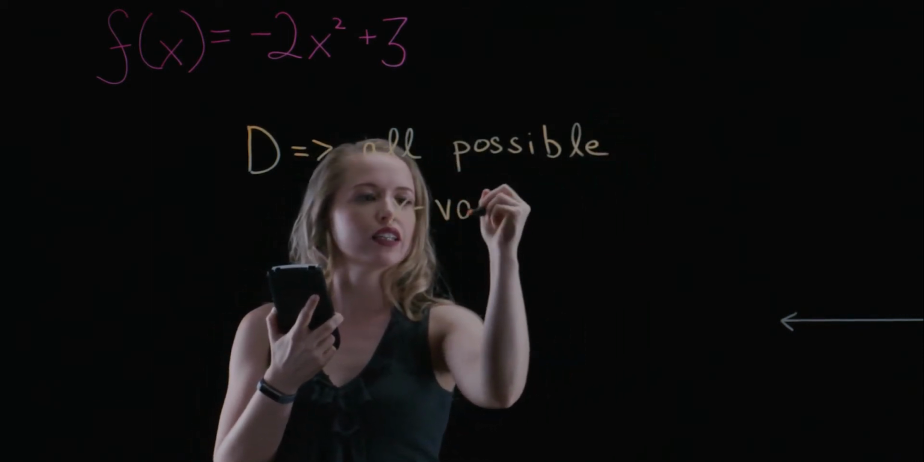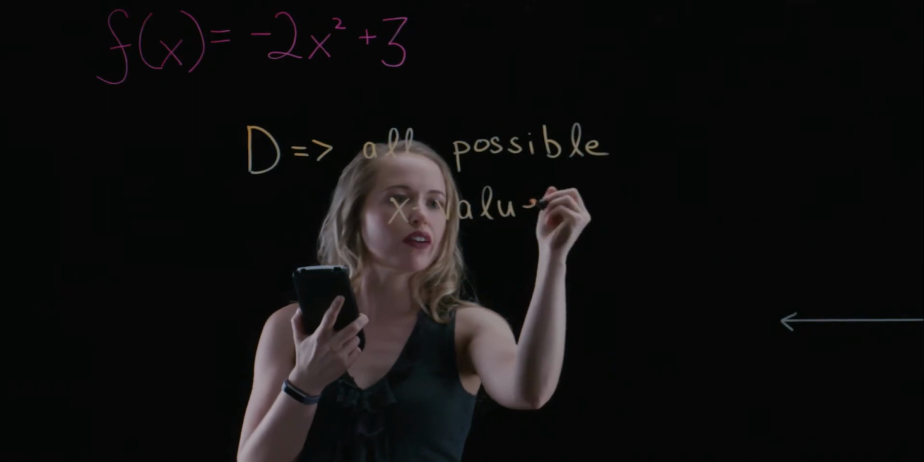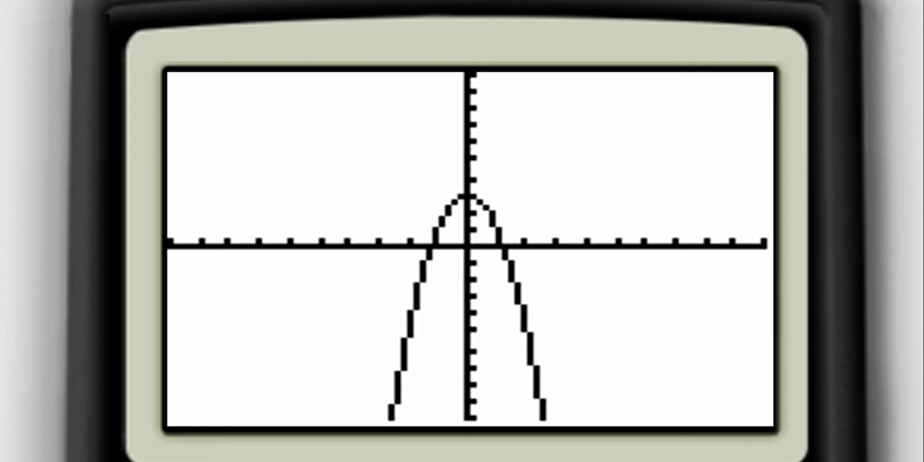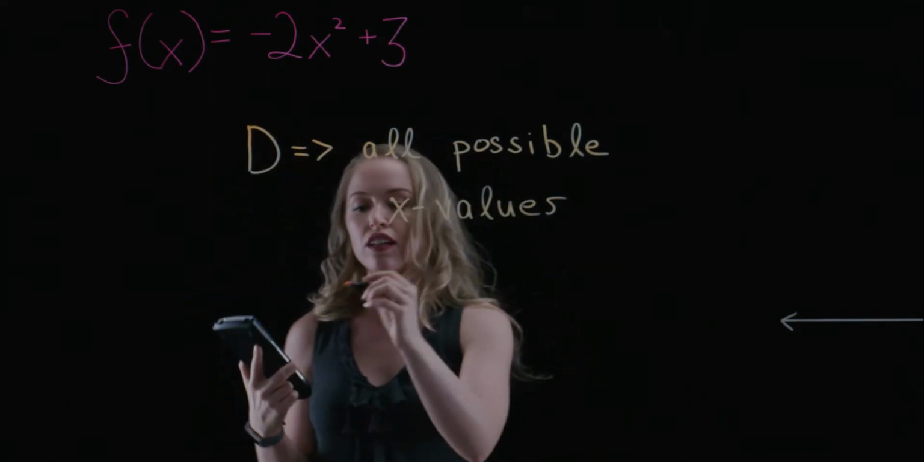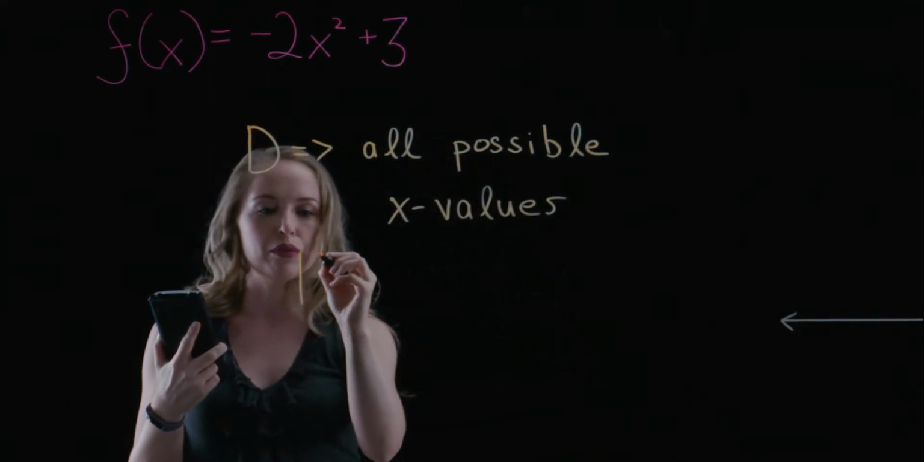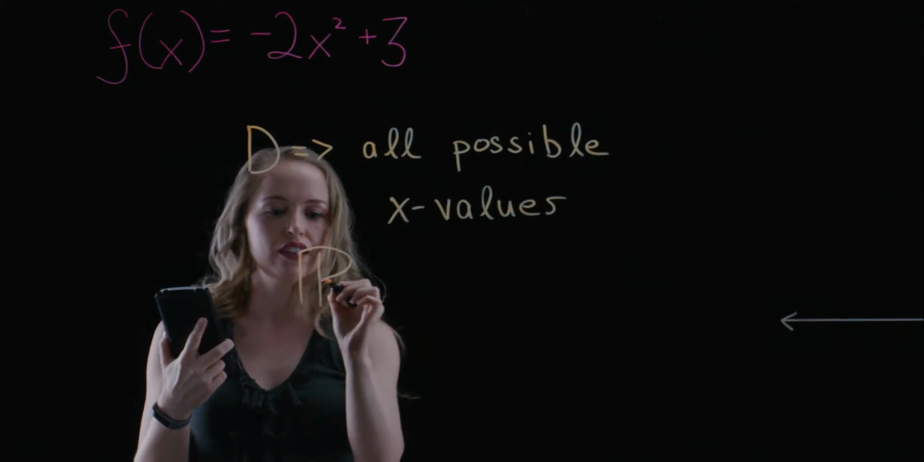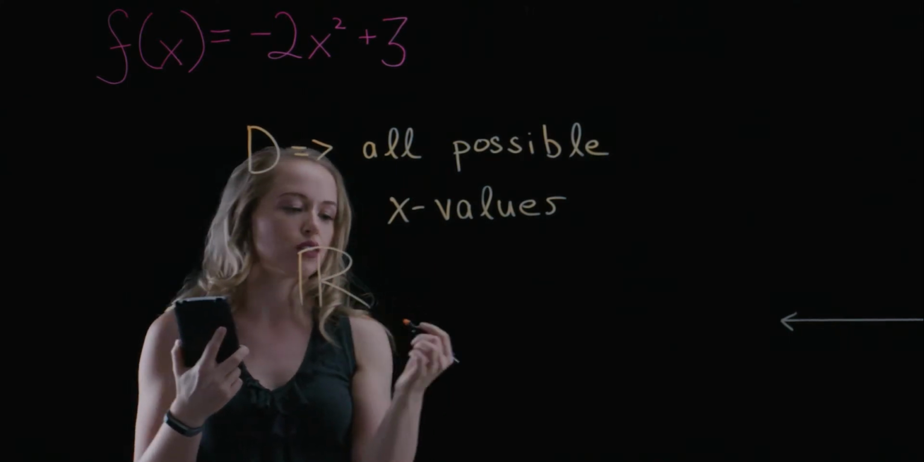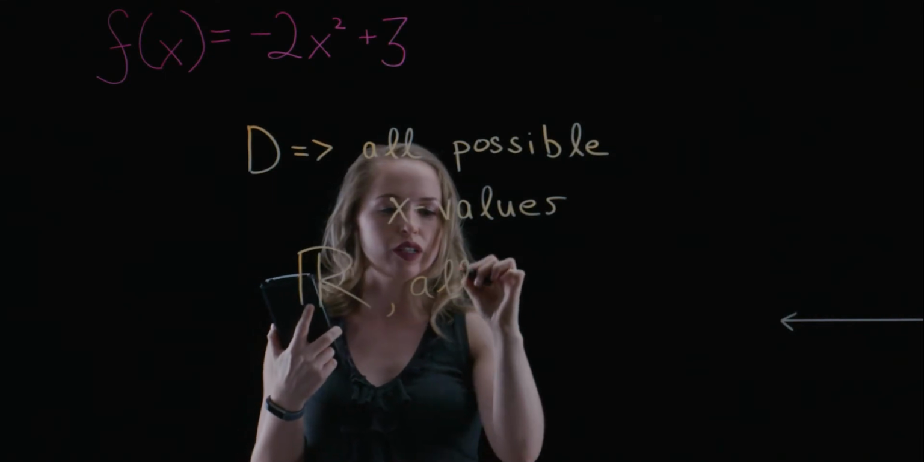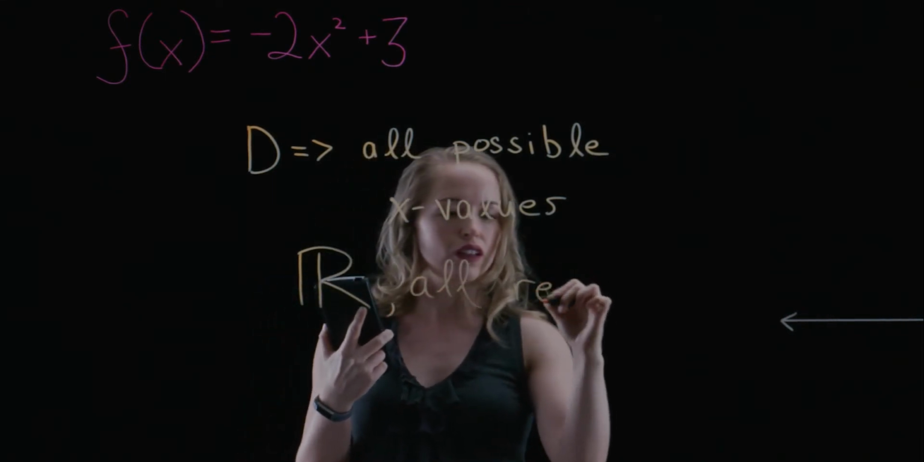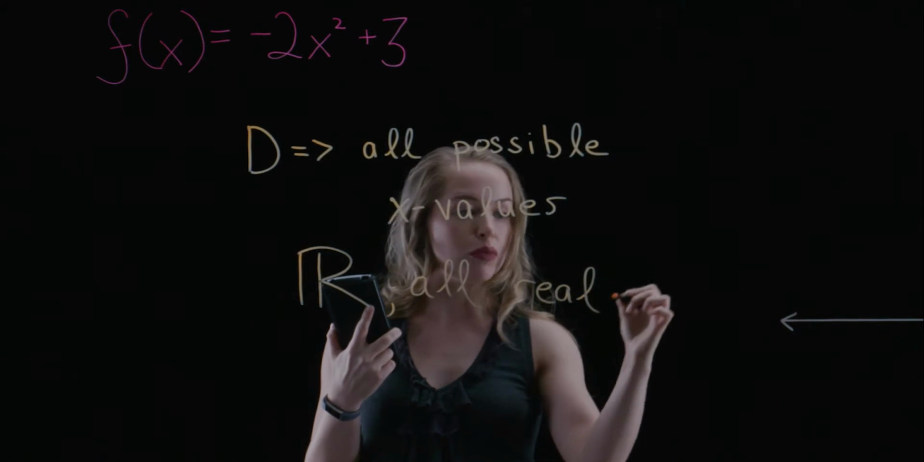So if I look at the graph that I've just created on my graphing utility, I notice that the graph is going to extend on the bottom left and then again on the bottom right, which tells me that the domain of this function is all real numbers. And we have this cool looking symbol, which means all real numbers. And that is my domain.